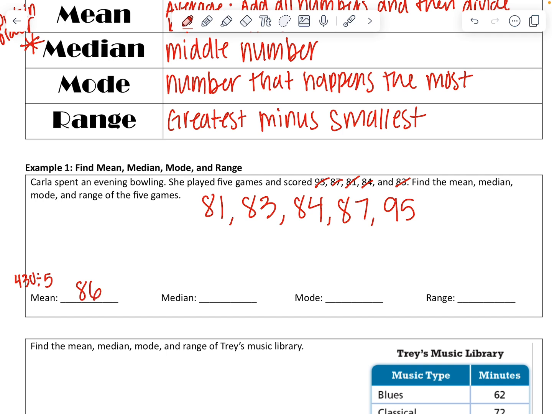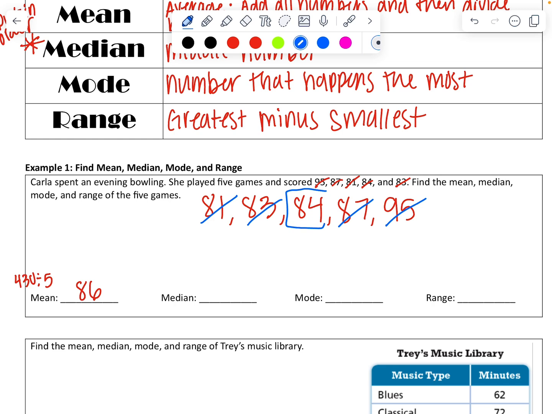So our mean is 86, which makes sense because it should be between 81 and 95. Our mean should never be bigger than our biggest number or smaller than our smallest. It should always be in between. The median is the middle number, so this is where I cross them off. 81, 95, 83, and 87, and we're left with 84. So our median, our middle number, is 84. If there were 2 numbers in the middle, I would add them and divide by 2 to get the median.